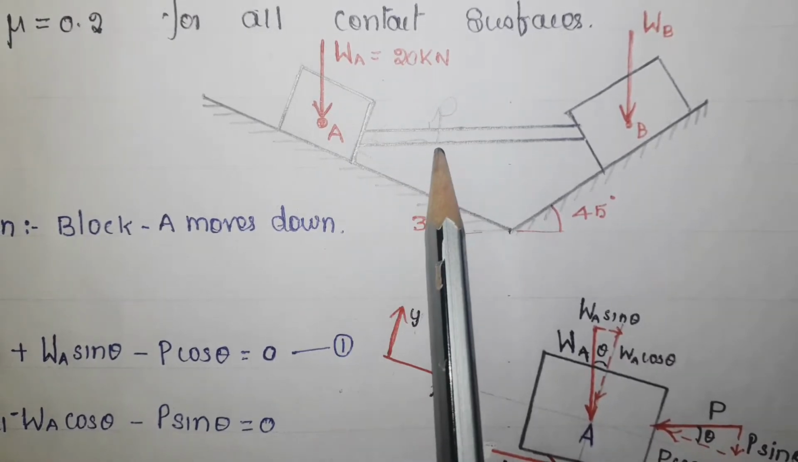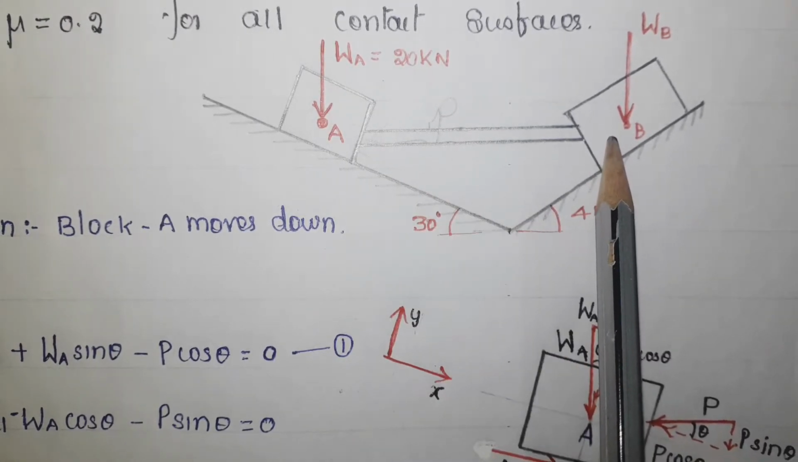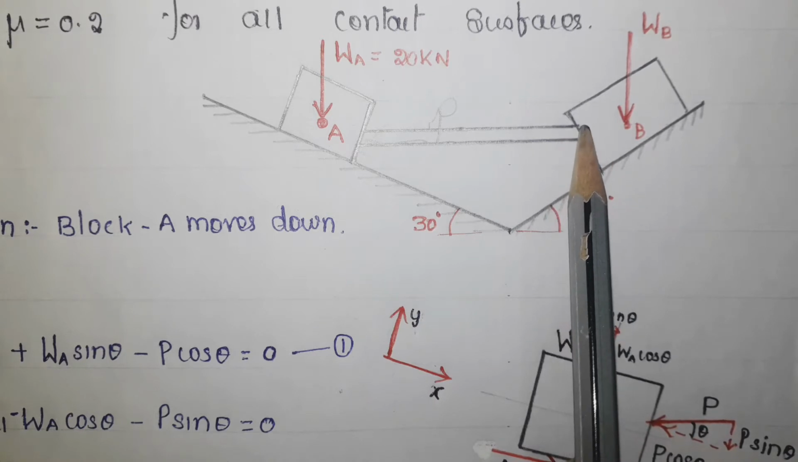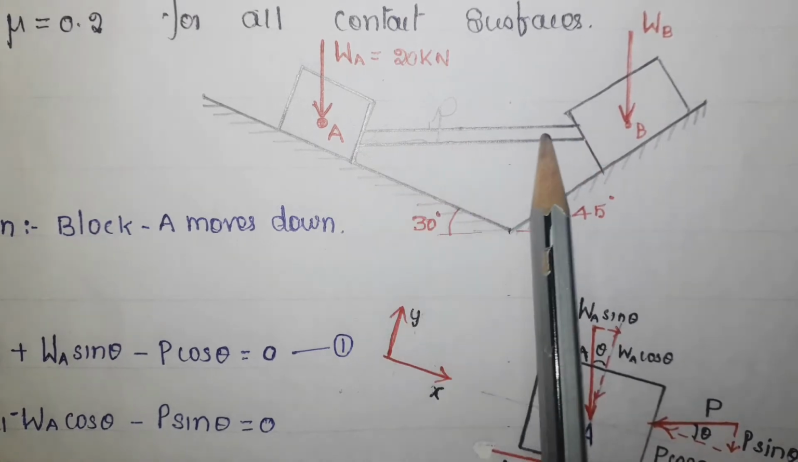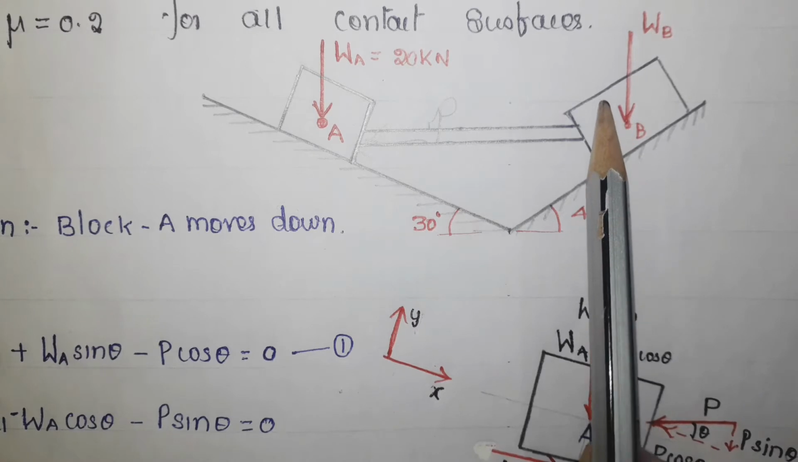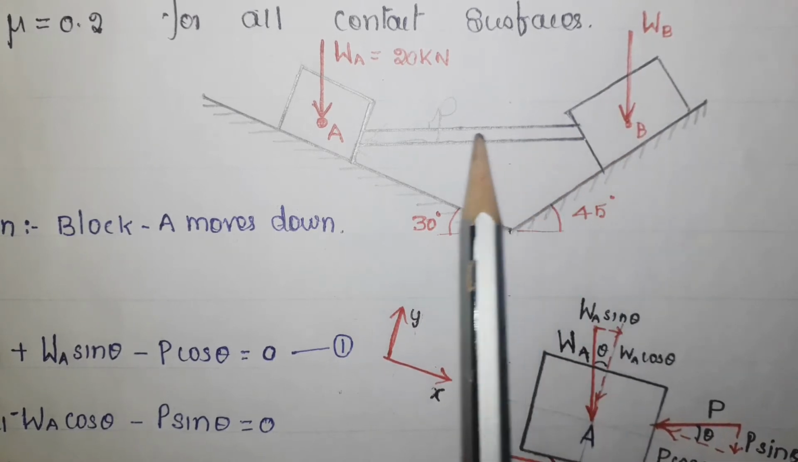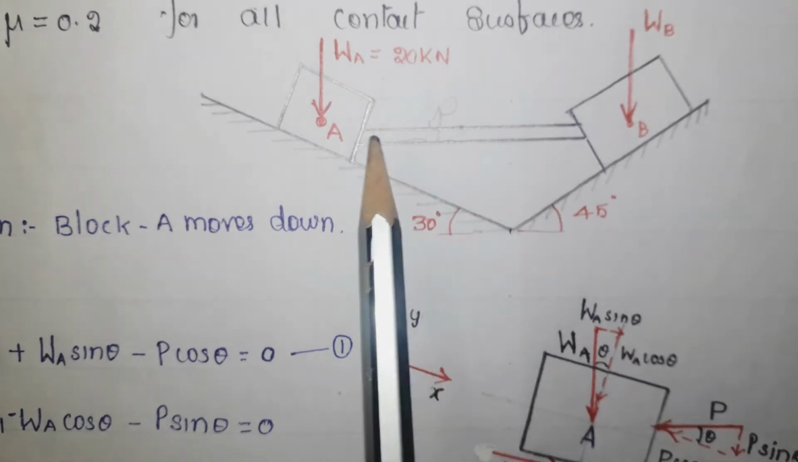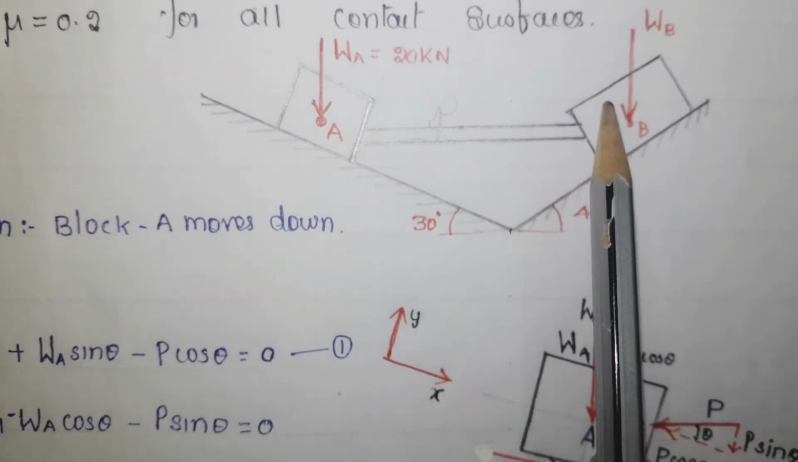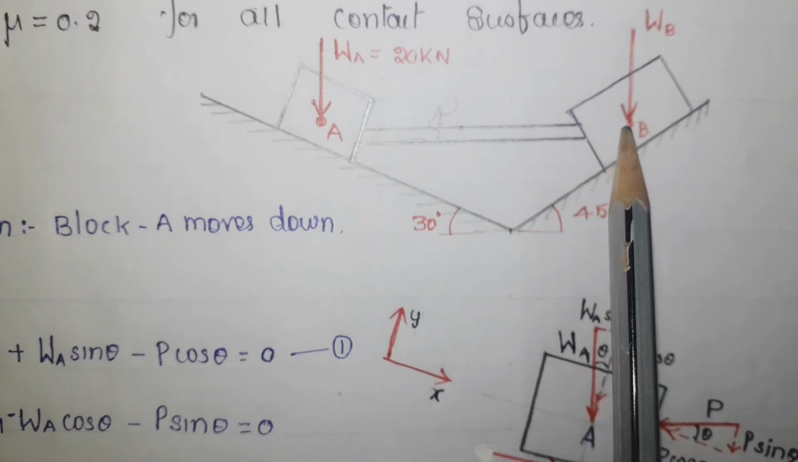Now this force depends upon this weight. That's a very important thing to understand. This P, the force value at this rod, depends upon the weight of this block B. That we have to understand. Now in order to keep this rod in horizontal position, what is the value of this block B? So that is what we are going to find.